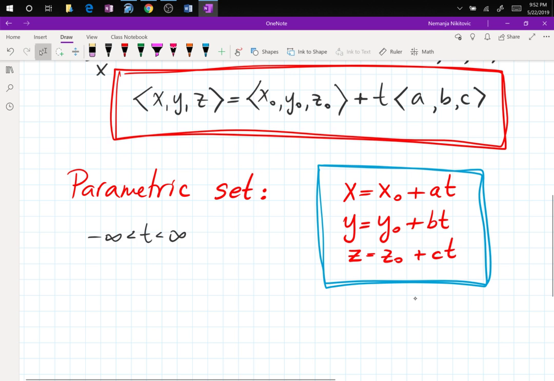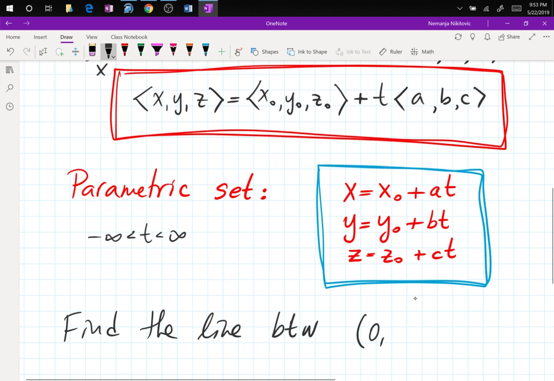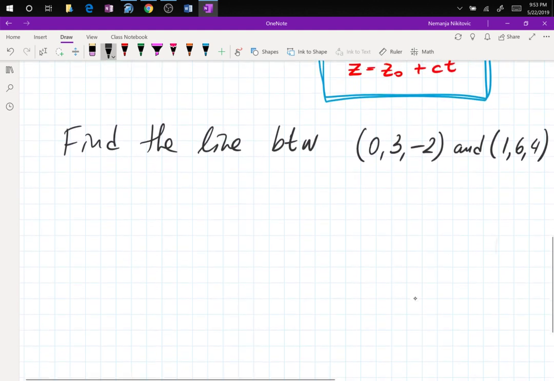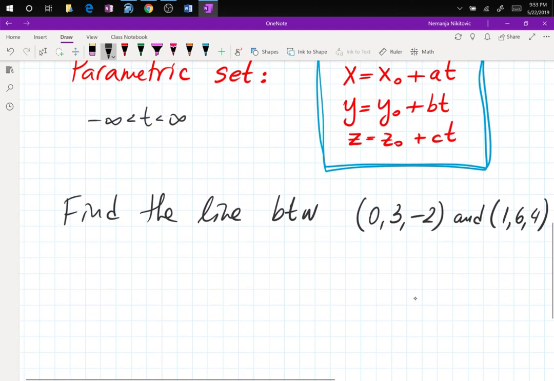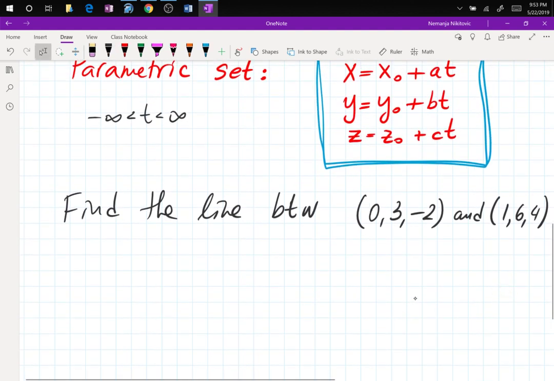So let's find the line between points 0, 3, -2, and 1, 6, 4. So find the line between 0, 3, -2 and 1, 6, 4.